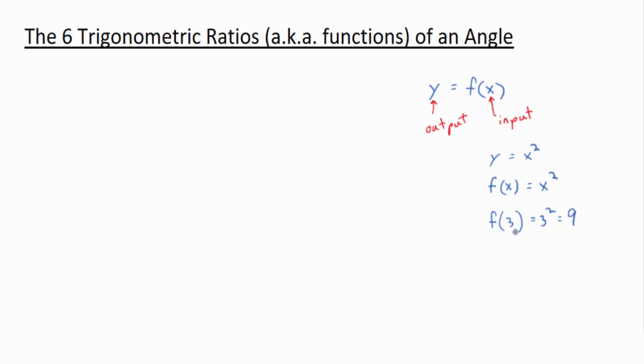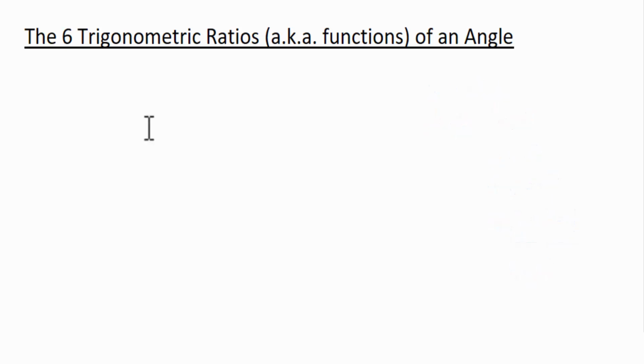Another representation for this input of 3 and this output of 9 would be as an ordered pair, 3, 9, right? So 3, 9 is on the graph of y equals f of x. Okay, everybody knows about that. So the 6 trig ratios are also functions where we have inputs and outputs.